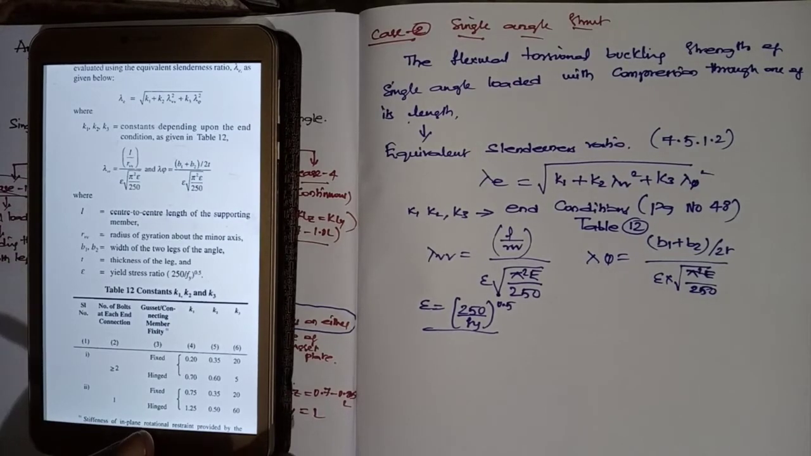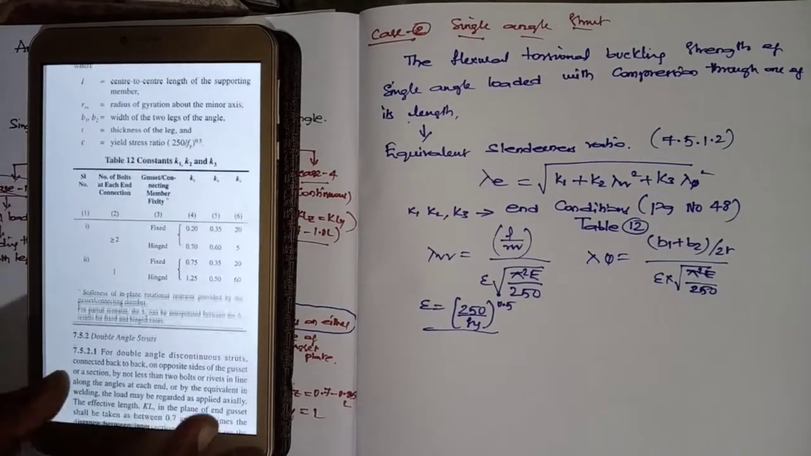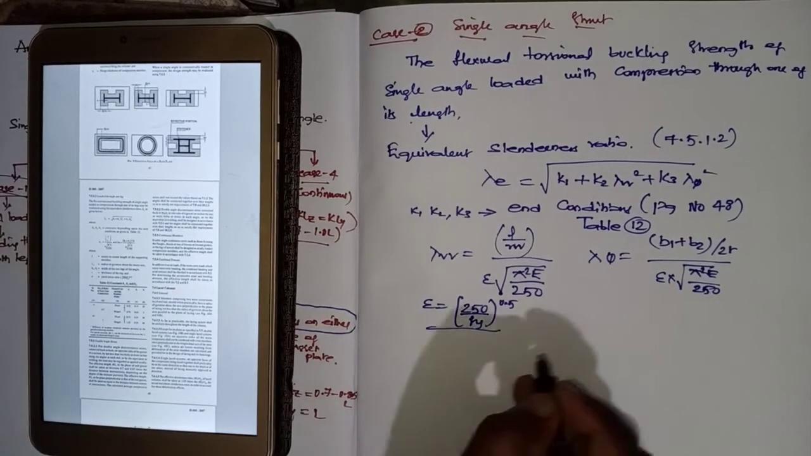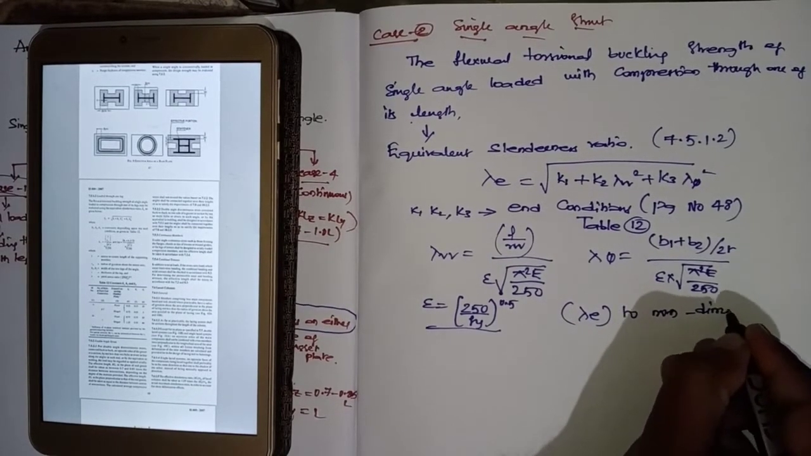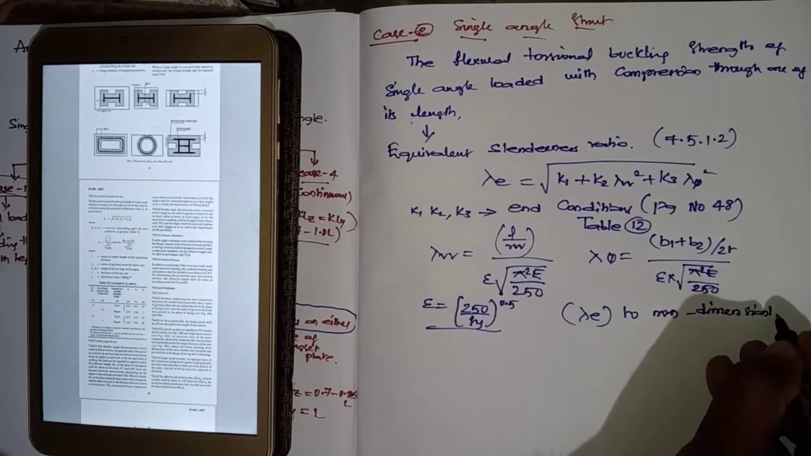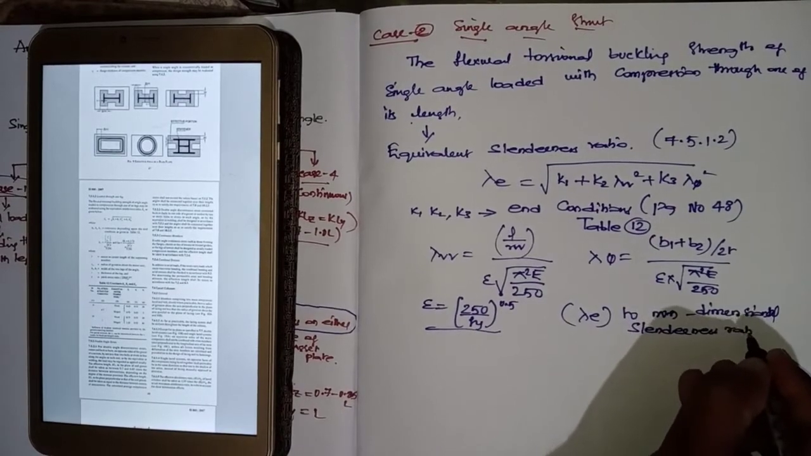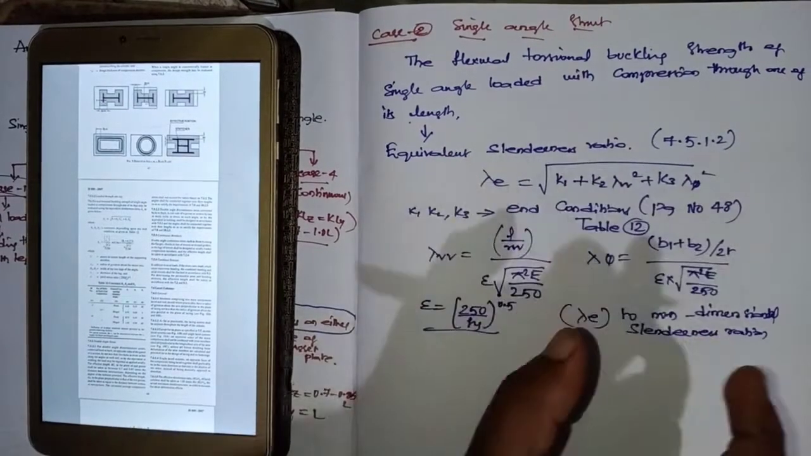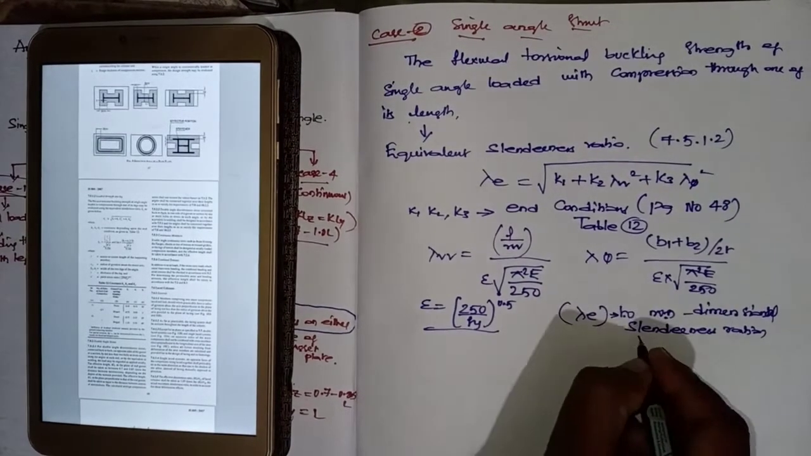Once you get the lambda e value, after substituting everything and calculating, what do you have to do? You have to equate this lambda e to the non-dimensional slenderness ratio lambda.